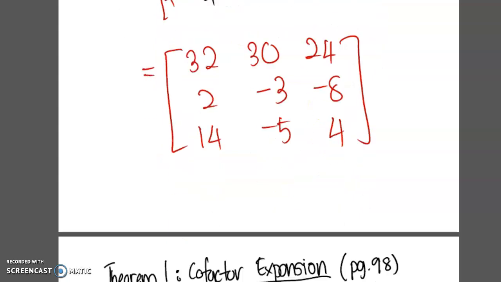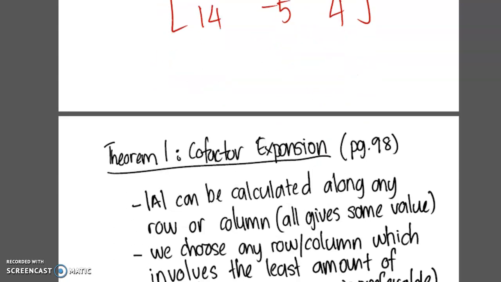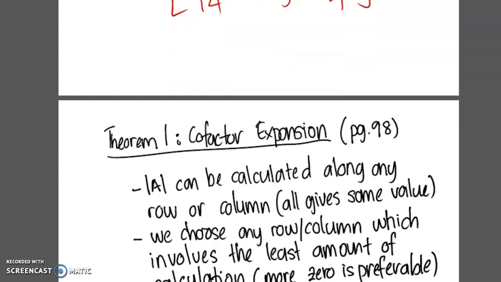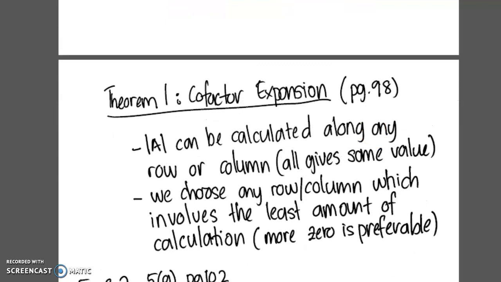Okay, so after you get your cofactor matrix here, we apply the theorem of cofactor expansion. You can refer to page 98. Any square matrix, the determinant for A can be calculated along any row or column. Maksudnya you pilih row mana pun, column mana pun, jawapan dia sama.